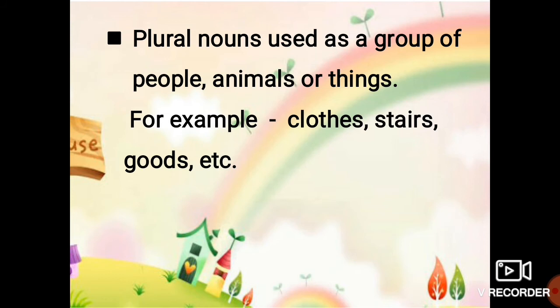Next, plural nouns used as a group of people, animals, or things. It means that the plural nouns can be used as a group, that is, a group of people, animals, or things. For example, clothes, stairs, goods, etc.